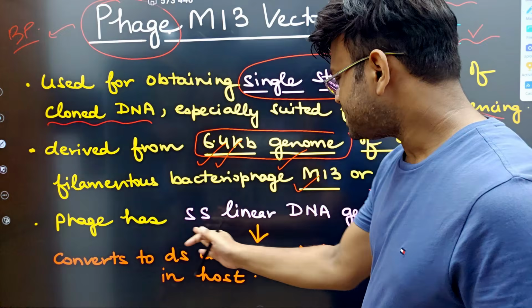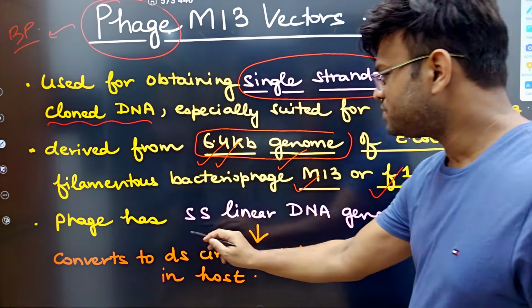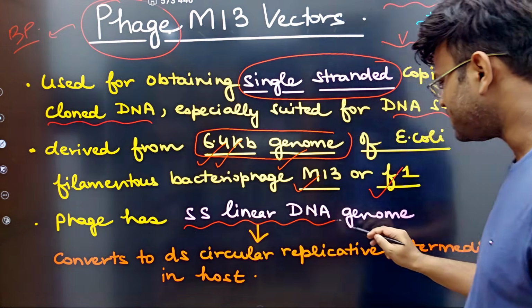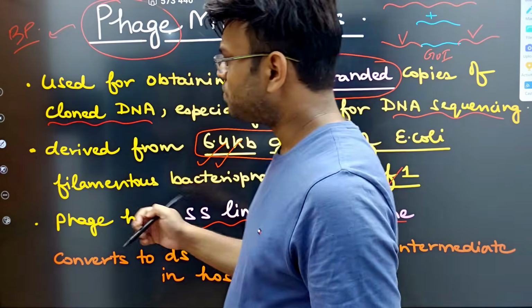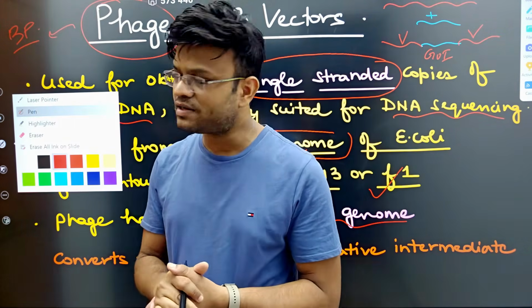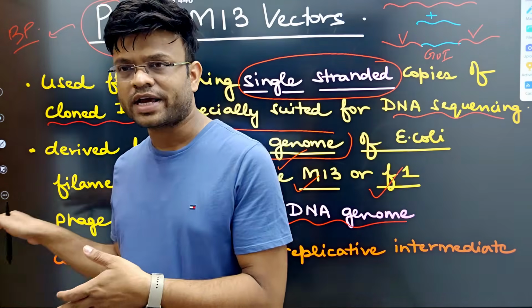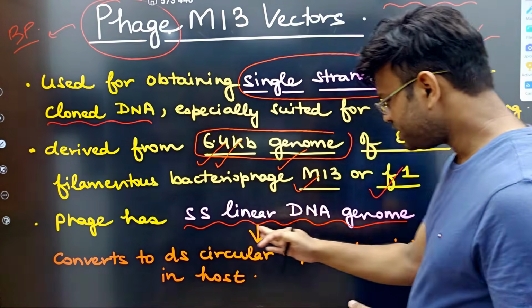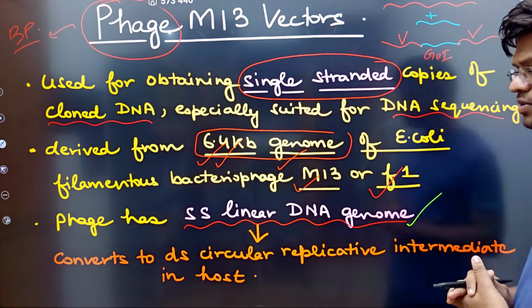Next is phage has single stranded linear DNA genome. This is again what I have already told you. So when I said that the M13 phage is single stranded in nature, this is what I meant. The same thing has been mentioned over here also.